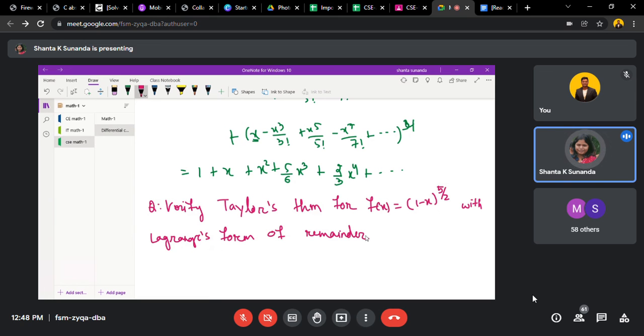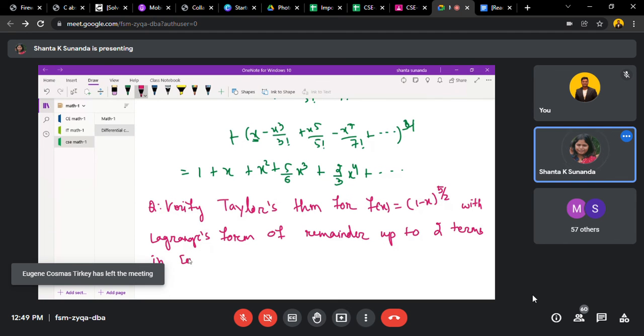Lagrange's form of remainder means the usual remainder I told you. I have only told you one remainder, and that is Lagrange's form of remainder, up to 2 terms in the interval 0, 1. So you only look for 2 terms in the Taylor series, up to 2 terms in the interval 0, 1. So what you have to do? You have 2 terms, and from the third term onwards you will consider the remainder. Okay.